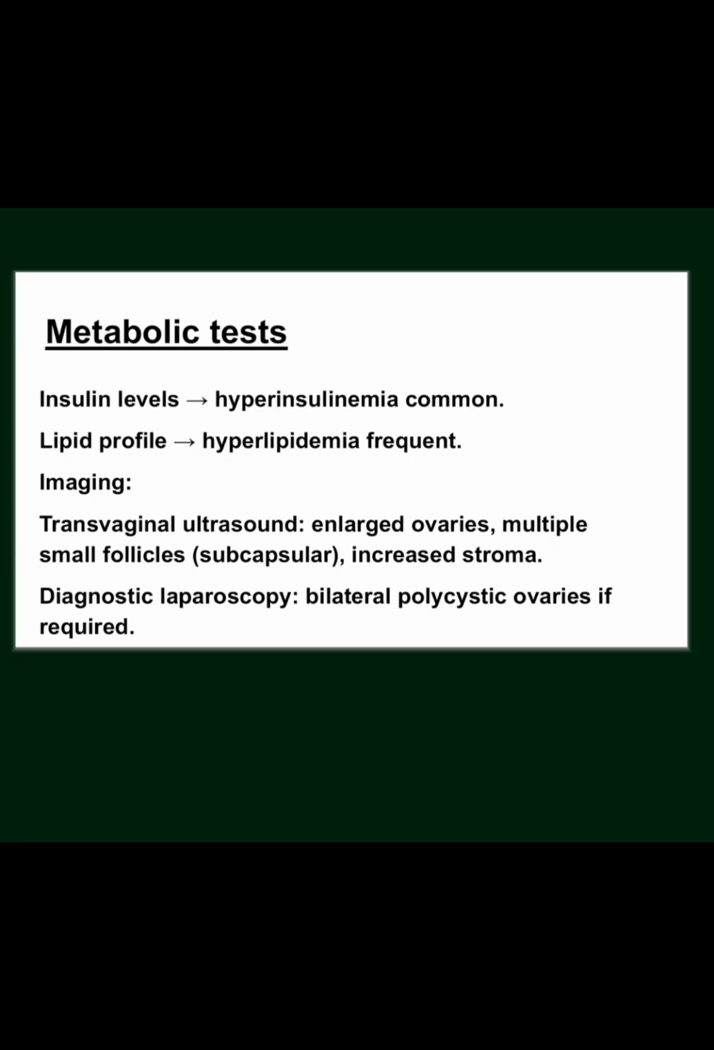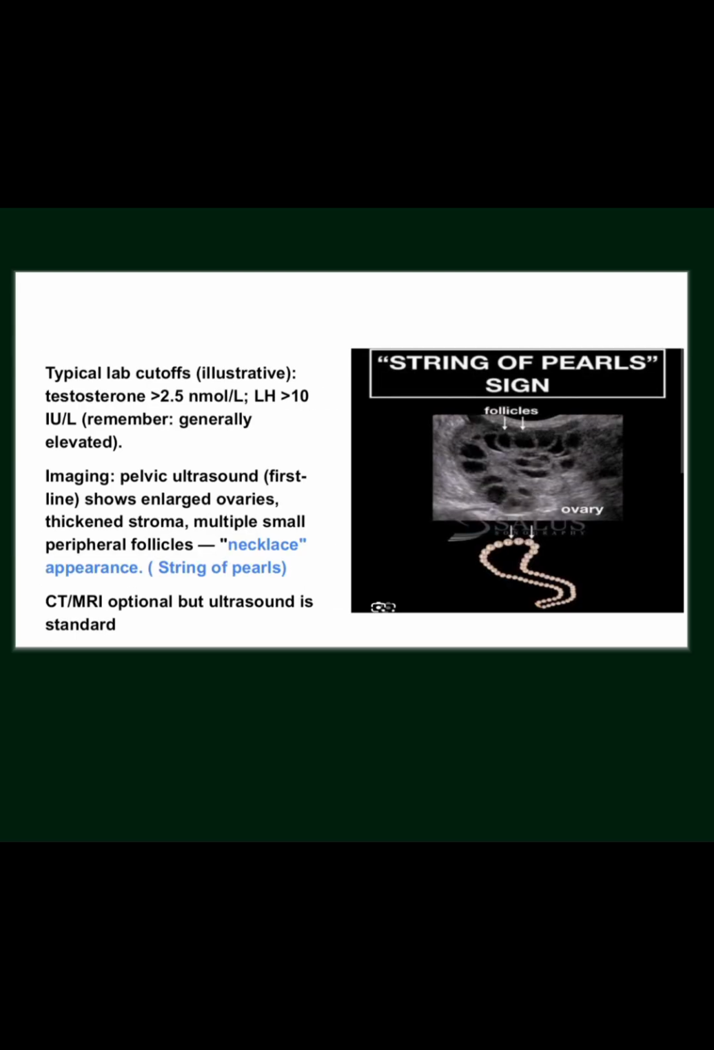Okay, so when it comes to the imaging, the gold standard imaging is an ultrasound. So you need to do a transvaginal ultrasound, which will show enlarged ovaries, multiple small follicles, subcapsular, there's increased stroma there. We can also do a diagnostic laparoscopy if our setting allows us to do that. It is going to show bilateral polycystic ovaries if it's done well.